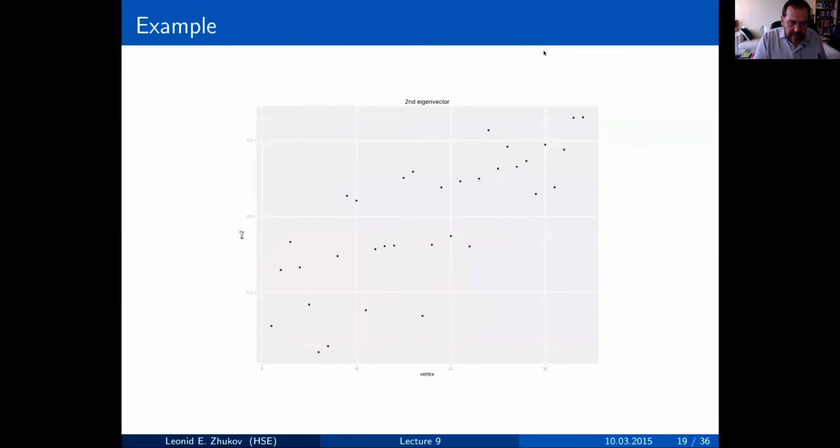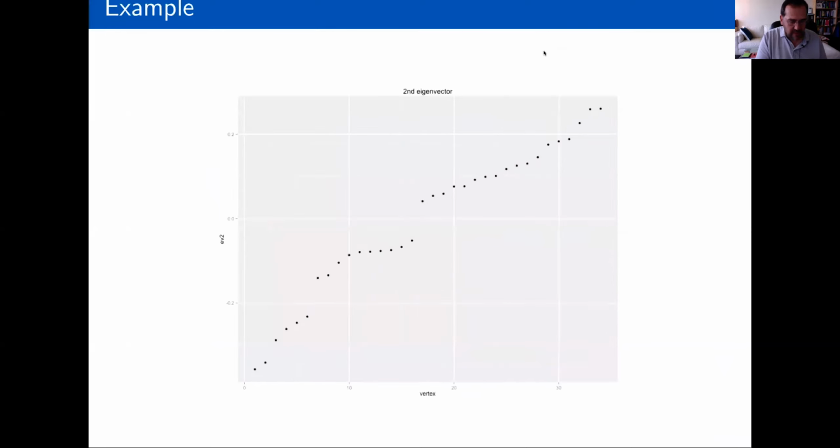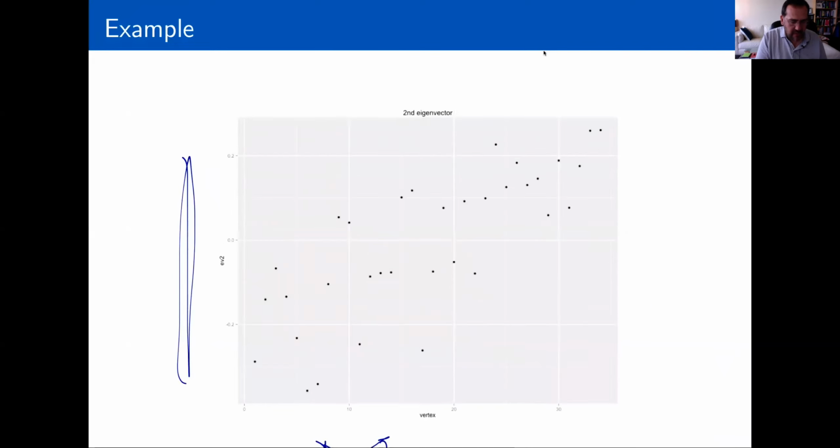Well, you can actually do something more interesting with this. This is the second eigenvector, and really, looking at this picture, you don't see a lot. But let's say I sort this eigenvector. I can take these values and just sort them. Sorting means permuting vertices, so I'll change the places of the vertices in such a way that the eigenvector will be sorted. See what happens? So this was before. Now I am just sorting them.